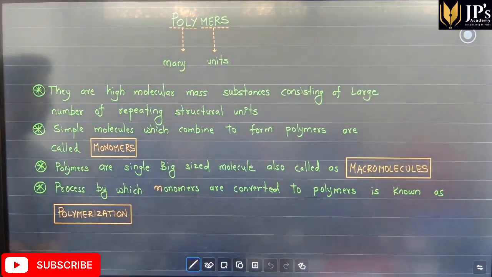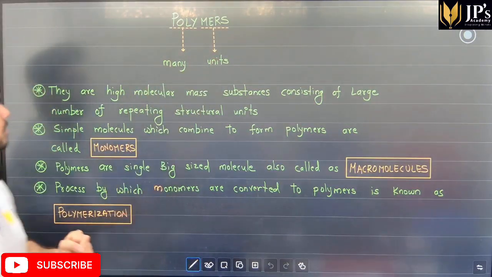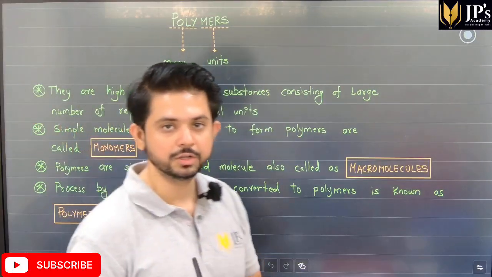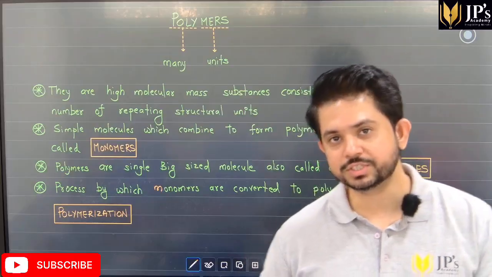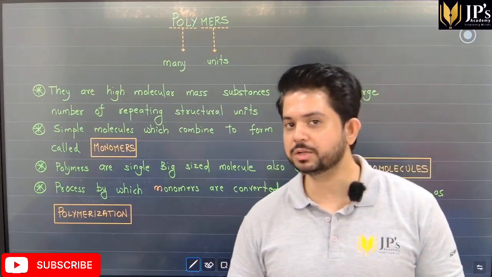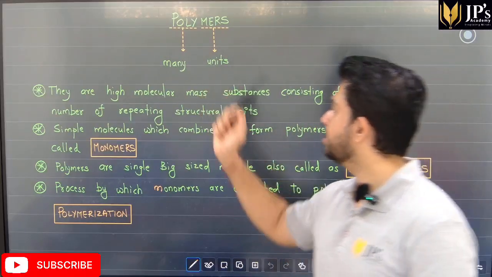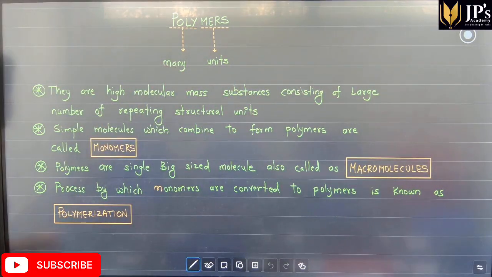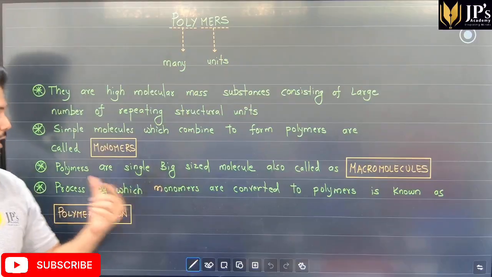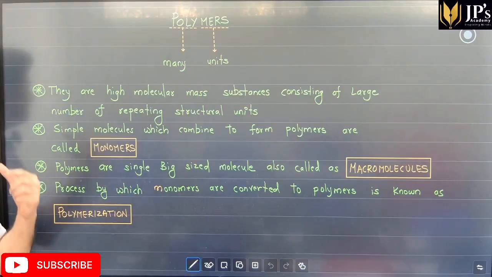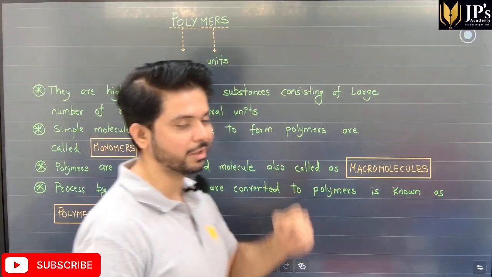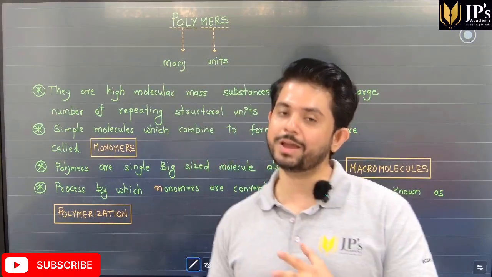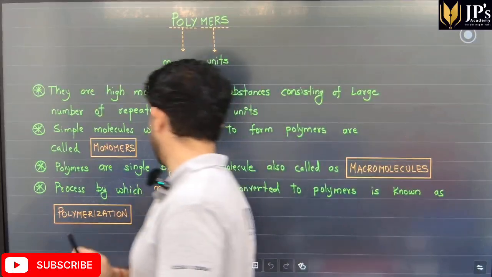Students, what exactly are polymers? Now, the word poly means many, mer means unit. So, many units which combine together to form a large molecular mass compound is called a polymer. So, they are high molecular mass substances containing repeating units which combine together to form polymers, which are also called macromolecules. Now, this process of going from monomers to macromolecule is also called polymerization.